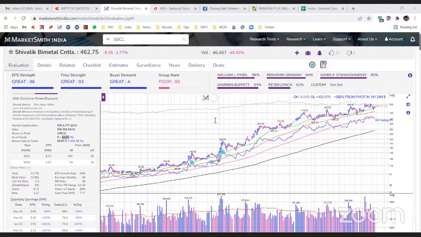And the same user has a query on FCL and Dwarikesh as well. I'll look into those charts.